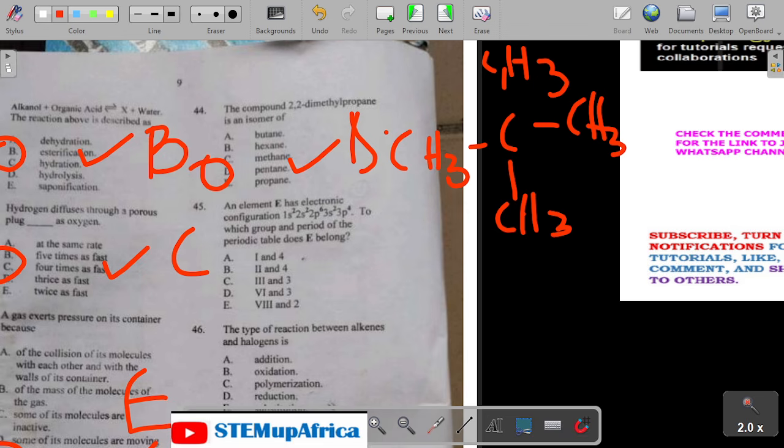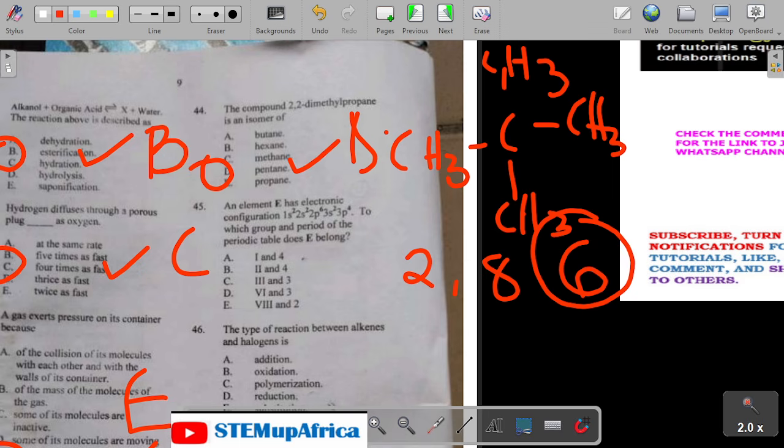Let's check the next one. An element F has electronic configuration 1s2, 2s2, 2p6, 3s2, 3p4. To which group and period does it belong? I can rearrange it by writing this as 2, 8, 6. So it belongs to group 6. Count them 1, 2, 3. It's group 6, period 3. Or just take the last digit in the last orbital. So which is D.